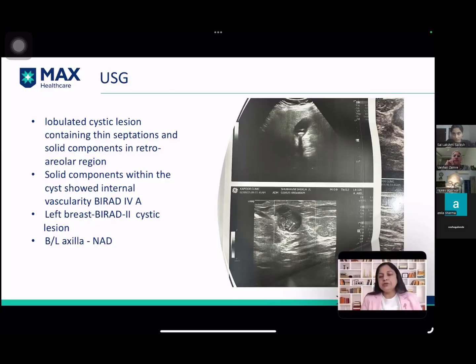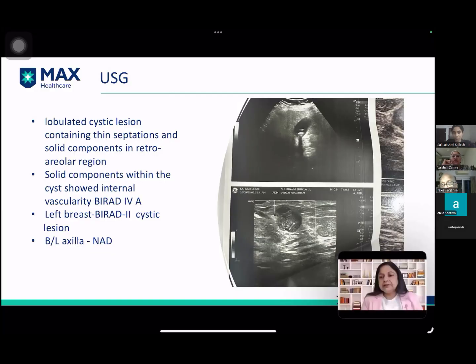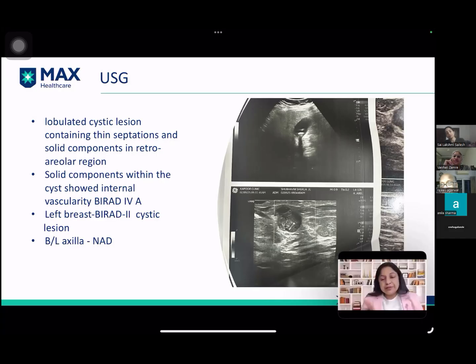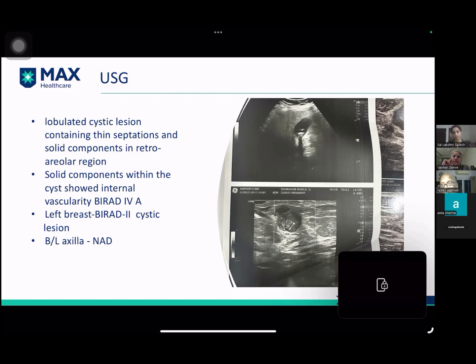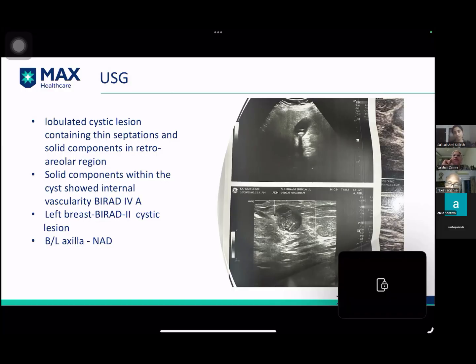Color is visible in the solid component also, isn't it? That white line you see inside the color box, that is a vessel traversing it, classically. So what picture will make it BIRADS 4B or 4C? If this solid component, you can see a white line around it like this, if this component goes into the parenchyma, then I will call it 4B or C. I will then upgrade my BIRADS. So that would indicate invasion. That is radiological invasion.